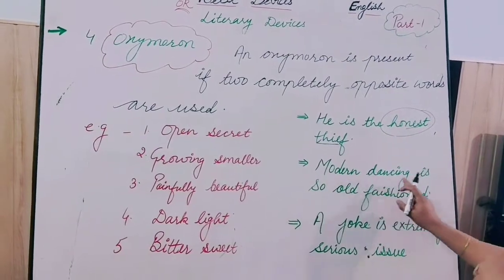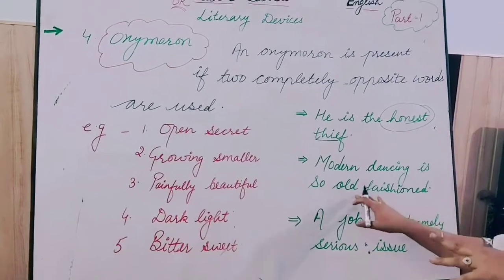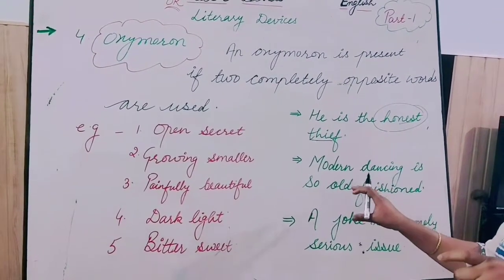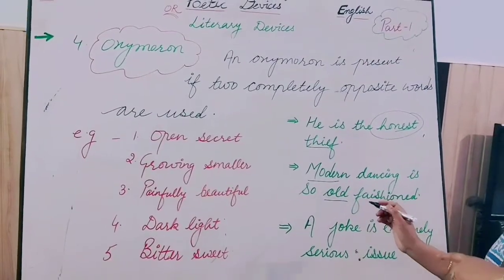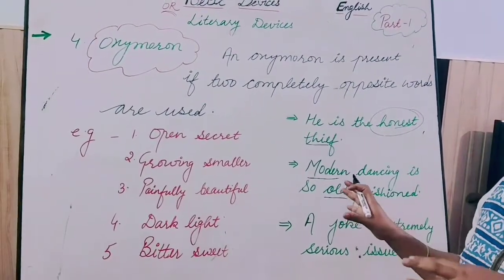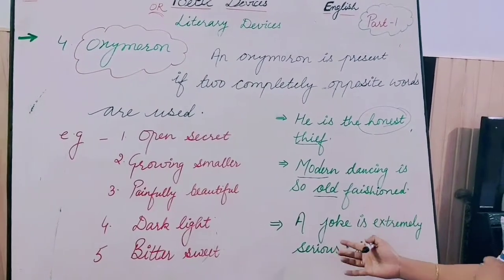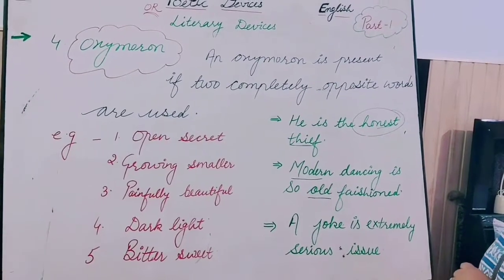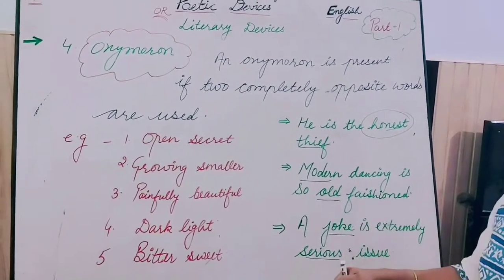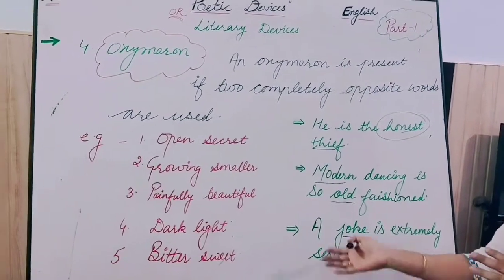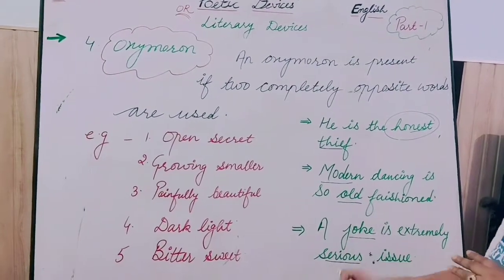Number 2, modern dancing is so old fashioned. Now modern dancing and old fashioned. I have used modern here and old also here. So when these opposite words are used in a particular phrase or sentence, those are examples of oxymoron. The next one, a joke is extremely serious. Now a joke being a serious issue cannot be possible. So this is also an oxymoron, how can a joke be serious?